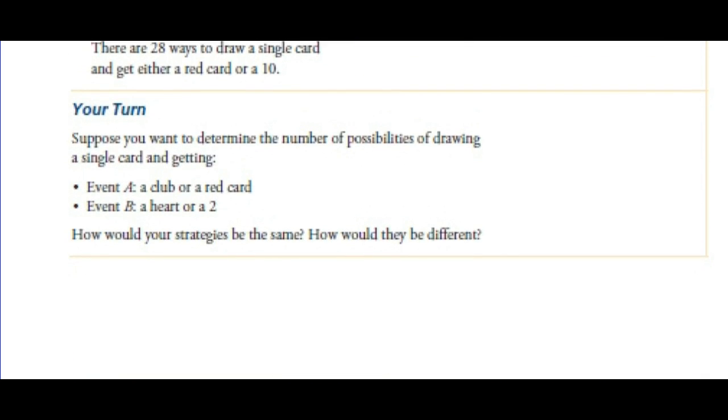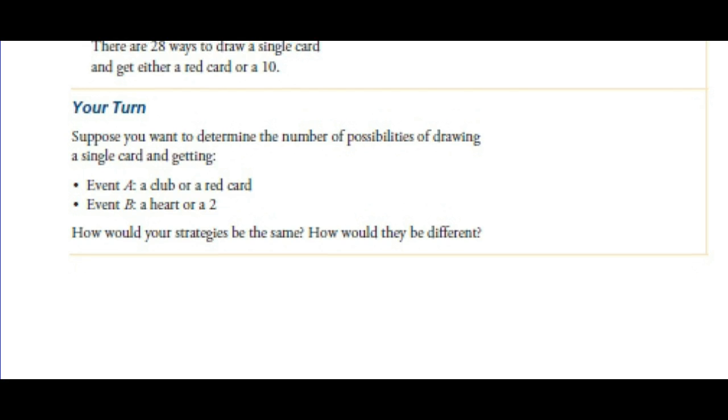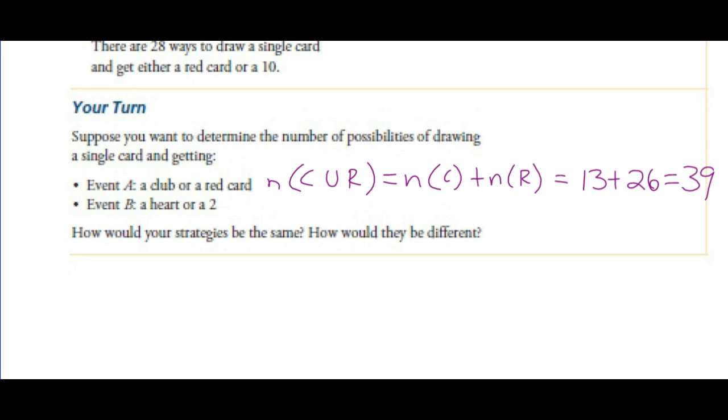Okay, 28 ways. Suppose you want to determine the number of possibilities of drawing a single card and getting a club or a red card. Okay, are there any clubs which are also red? No. Okay, so the number that are club or red, so the union, right, we're putting them together, making a larger number of them, will be the number of clubs plus the number of reds, and there's no intersection. I don't have to subtract off all of the red clubs, because there aren't any. How many clubs are there? How many reds are there? How many cards are there?